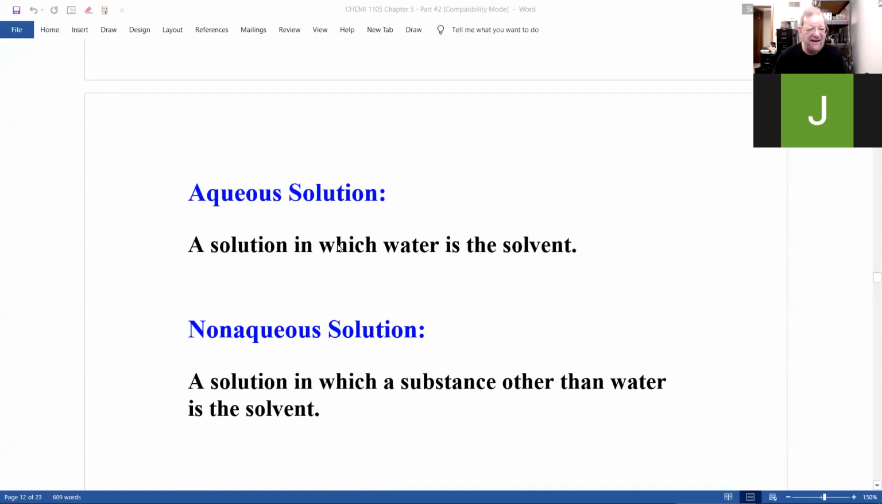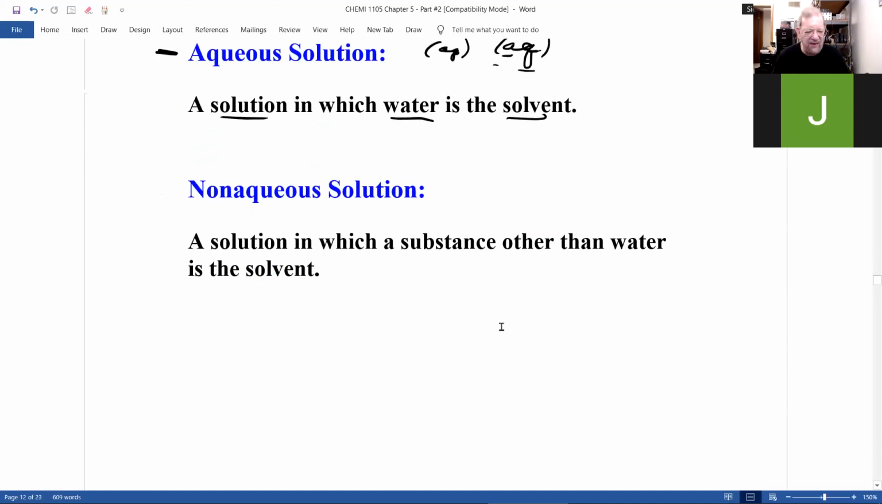All right. Now, we've already talked about this, but an important one is aqueous. An aqueous solution is a solution in which water is the solvent. And it's abbreviated by AQ in brackets. So if you see AQ in brackets after the name of something, which we're going to go over, that tells you it's an aqueous solution, and you should know the water is the solvent.